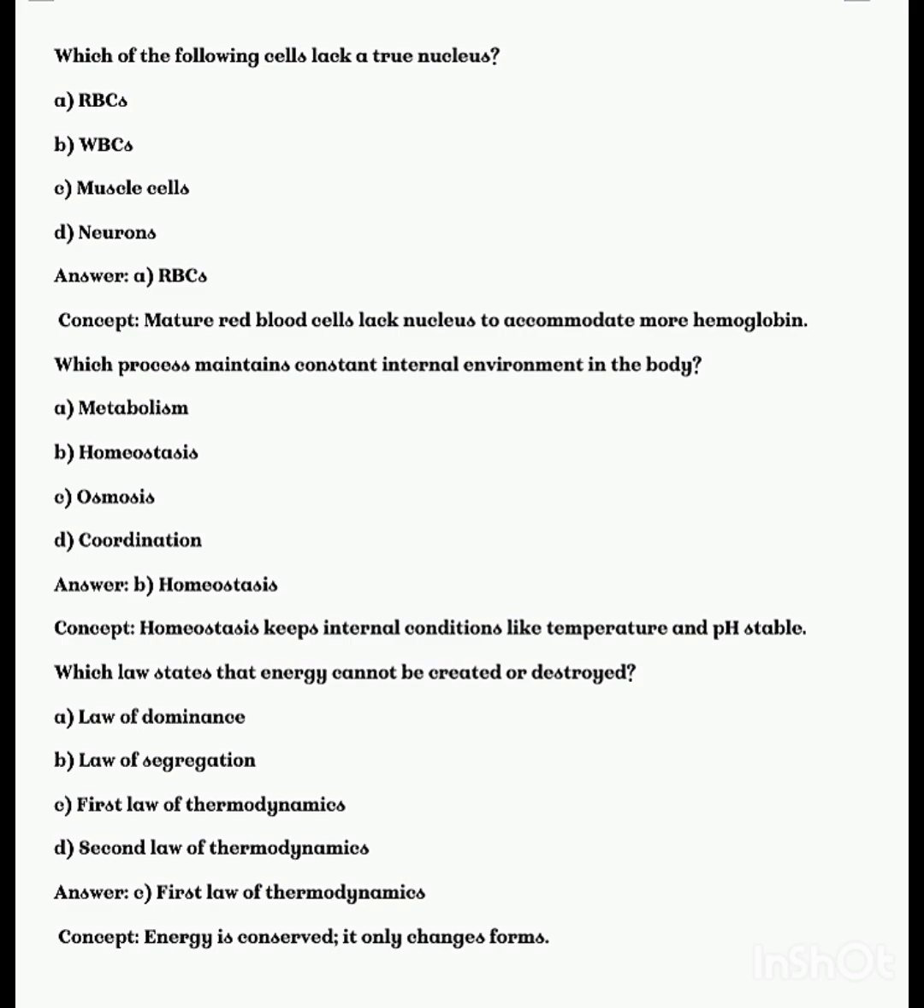Which process maintains constant internal environment in the body? A. Metabolism, B. Homeostasis, C. Osmosis, D. Coordination. Answer: homeostasis. Concept: homeostasis keeps internal conditions like temperature and pH stable.